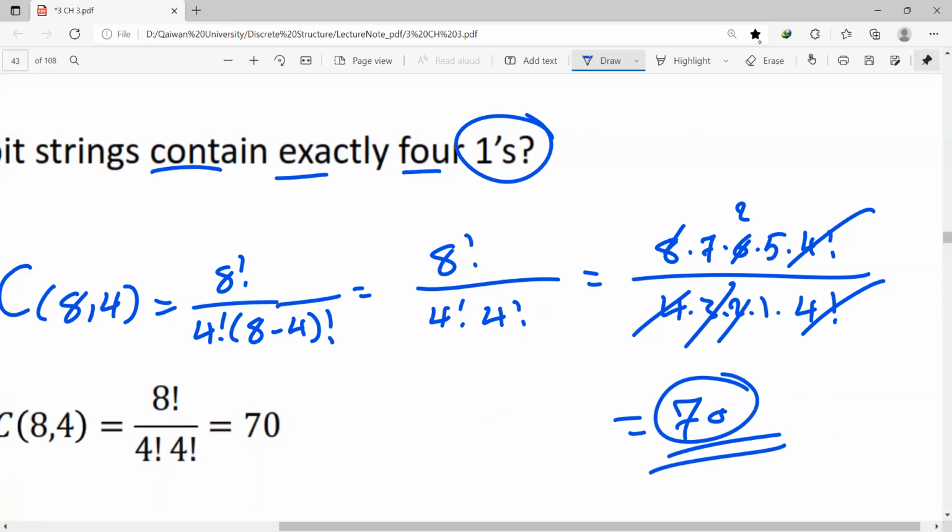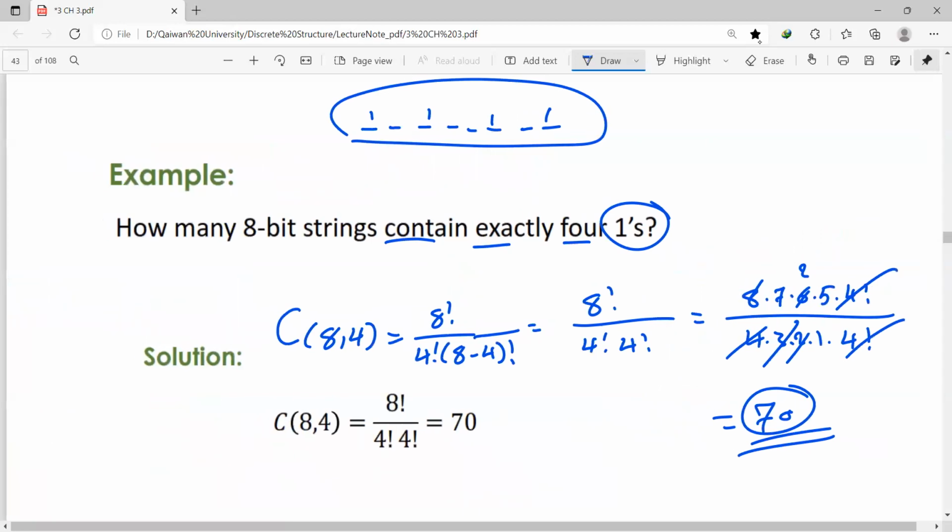That means we can have 8-bit strings in 70 ways, where 4 of them are ones. So here we say we have 70 ways to write down an 8-bit string if it has 4 ones.